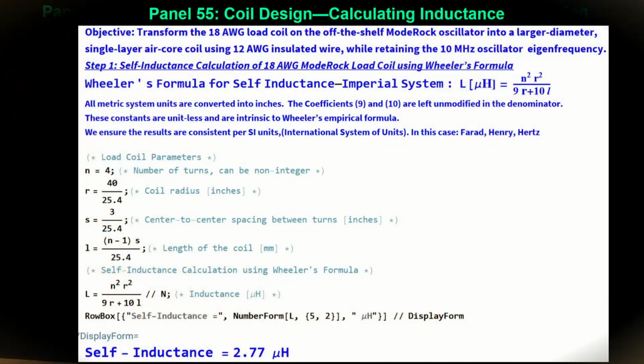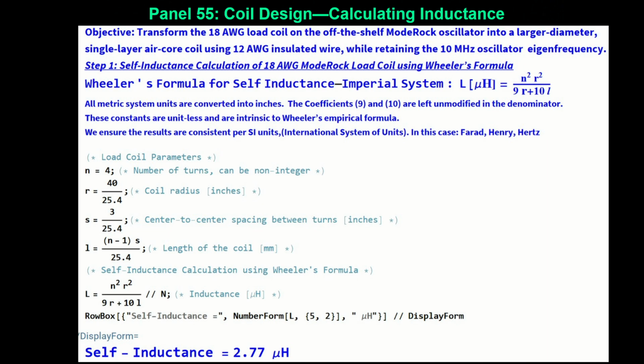The next few panels contain programmatic code for calculations needed for designing a larger diameter coil. Given parameters of the ModeRock oscillator 18-gauge coil and resonance frequency of this ICP device, to design a coil that matches the 80 mm ModeRock oscillator, I first calculated its self-inductance, ensuring it would operate at the intended resonance frequency.